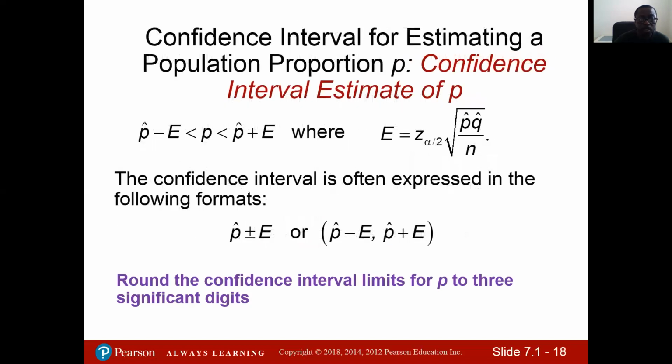Okay, so now, what is the confidence interval? We said that we can express this as a point estimate plus or minus the margin of error. It means that the population proportion P is between P hat minus the margin of error on the left, and P hat plus the margin of error on the right, where the margin of error is given by the formula I explained in the previous slide. And then we will round the proportion to 3 decimal places.